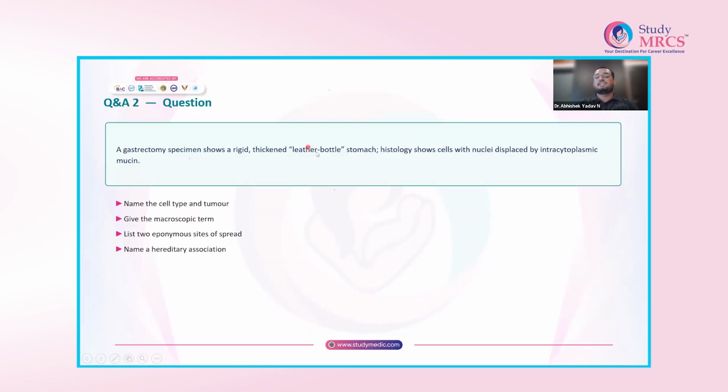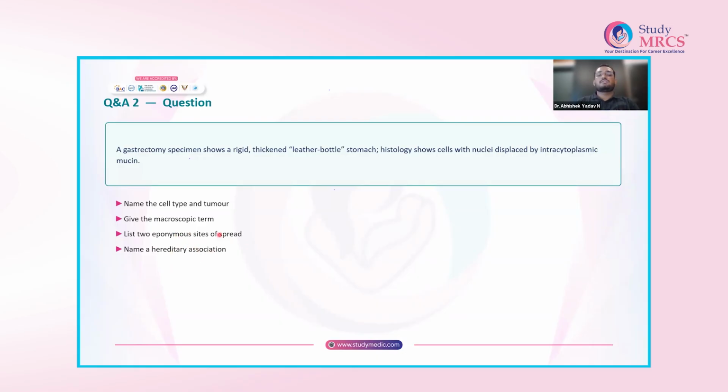The microscopic term is leather bottle, linitis plastica, what we call it. Eponyms for the spread of the tumors: it can spread to the lymph node in the left supraclavicular group, or around the umbilicus, the Sister Mary Joseph group of lymph nodes. Transcoelomic spread in the case of the ovary forms Krukenberg tumors, or deposition in the pouch of Douglas. Okay, so these are the certain eponyms which we use.